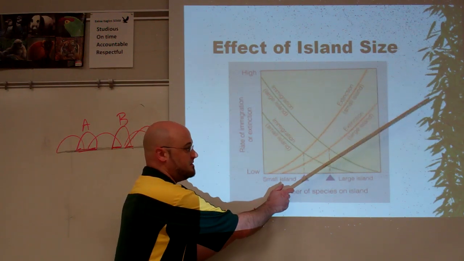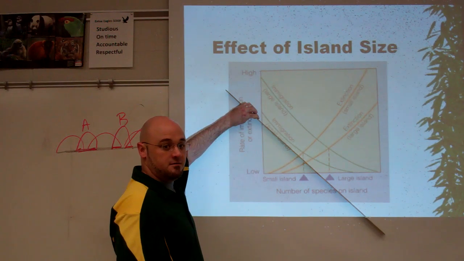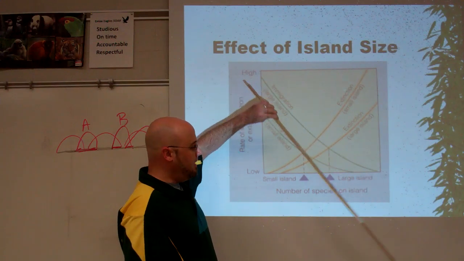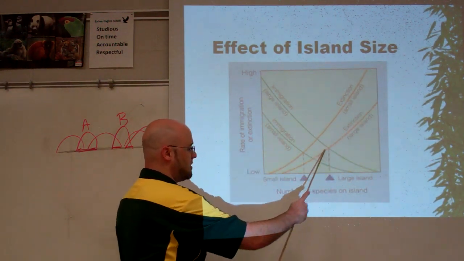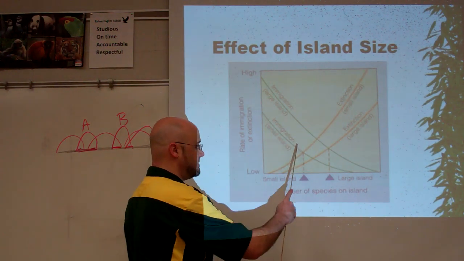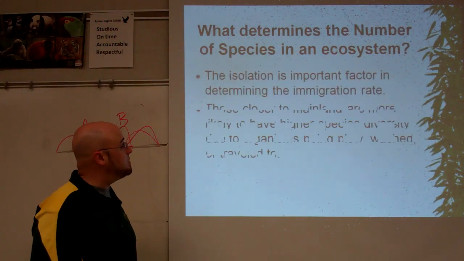So the entire island will have, sorry about that, less places to live and more organisms go extinct, so your extinction rates go up. Immigration, on the other hand, a larger island is easier to find, so the amount of organisms that begin to find that island goes up. Once again, you just look where lines cross, so larger island, you'll have more species. Smaller island, less species.